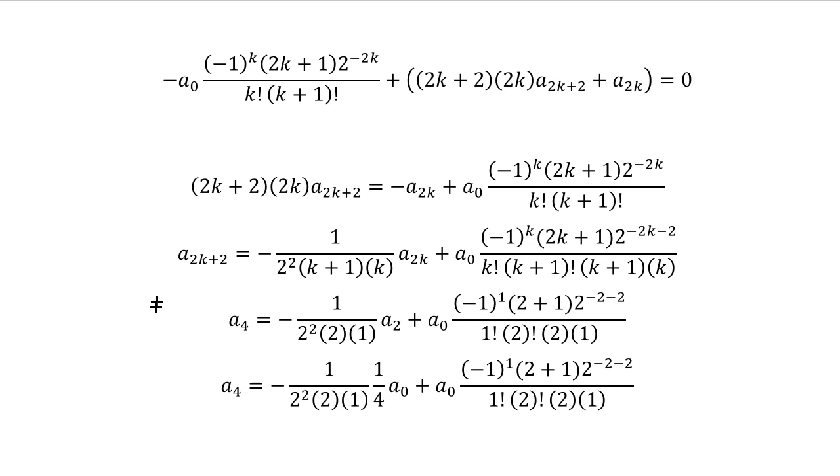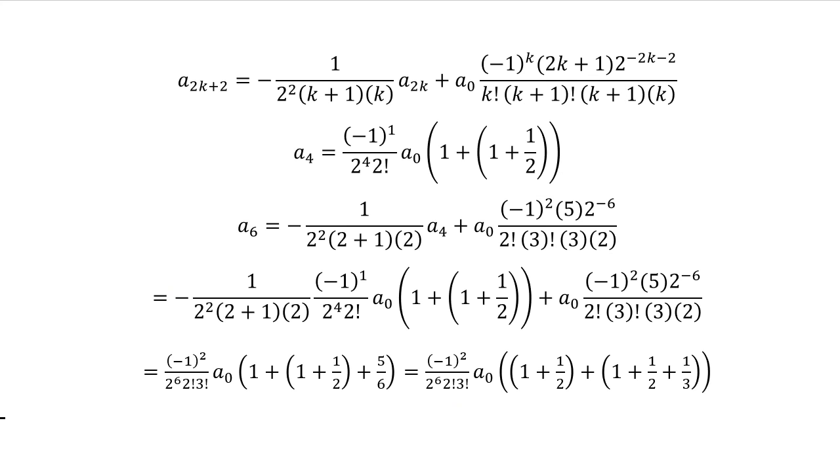So when k is 1, since we have a2 as 1/4 of a0, if we replace a2 by 1/4 of a0, then factoring the a0 out, and then furthermore factoring the -1 to the first power and 2 to the fourth power 2 factorial out, then the remaining thing is 1 plus 3 over 2. That's what you get, 1 from the first one. And this one, when k is equal to 1, you get 3 here and then 2 here. So this over this gives you 3 over 2. But 3 over 2 is 1 plus 1/2.